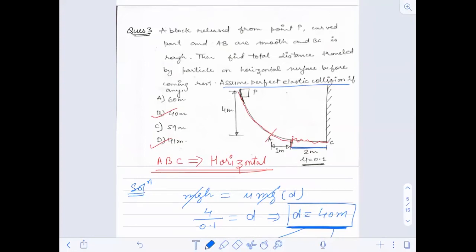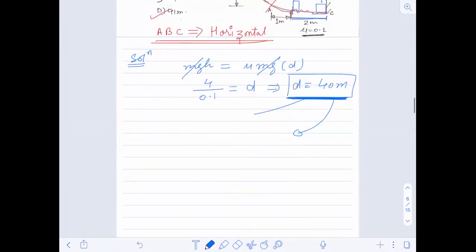So what will happen? This block, when it hits this surface, there will be a collision. And when there is a collision, it will move again like this. One person has changed his answer. Okay, listen. This particle will move up now because there is a perfect elastic collision. So whatever energy it has, it will move on to the surface.